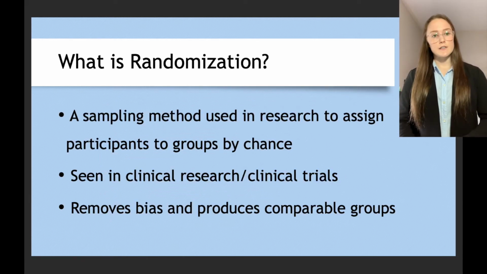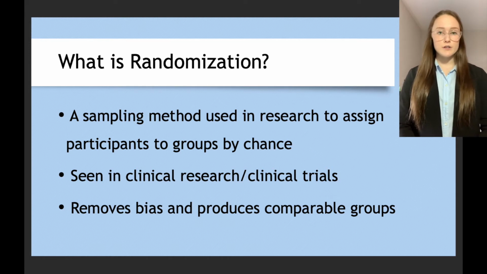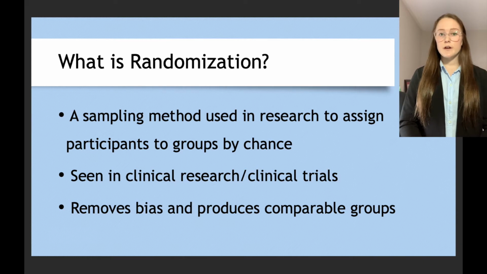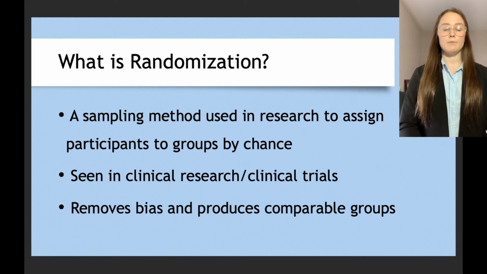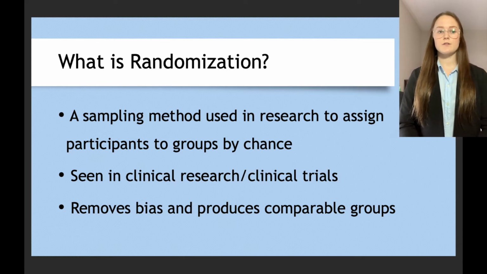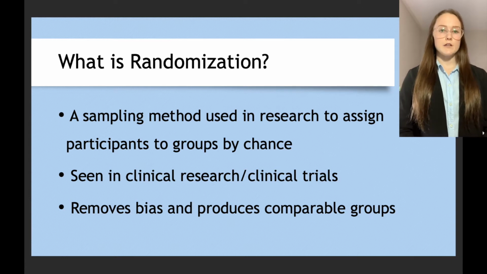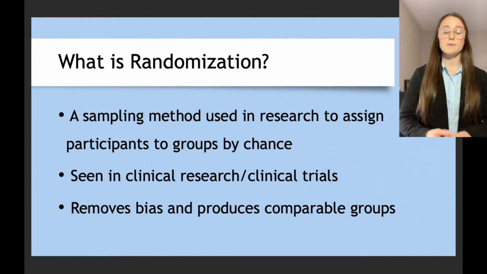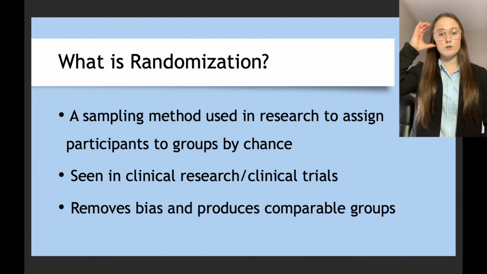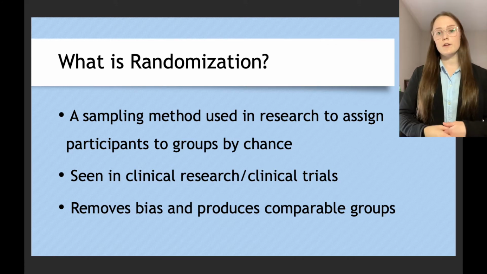So randomization is a sampling method that is often used in research and clinical trials to assign participants or subjects to groups by chance as opposed to by choice. So the main goal of randomization is to prevent bias as much as possible and to produce groups that are equal and therefore comparable.